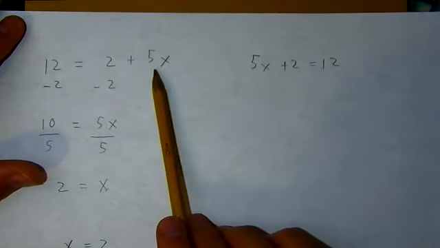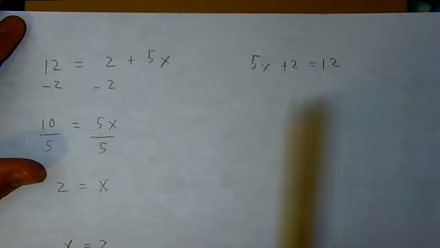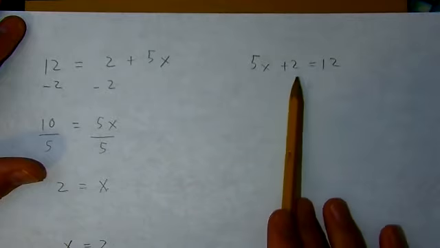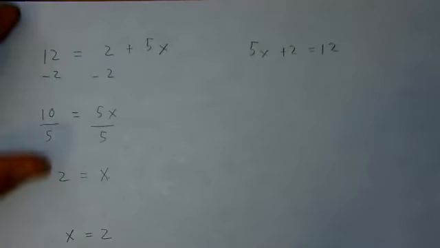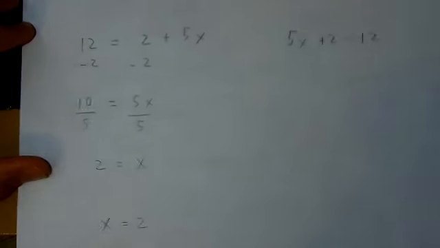So I put my 5x on this side. Make sure you put your 2 with your 5x. Don't leave it behind. And then I just switch my 12 to that side. If that makes the problem easier for you to work, that's fine by me. Anything that will help you get the problem right is okay, as long as you're not bypassing these steps.